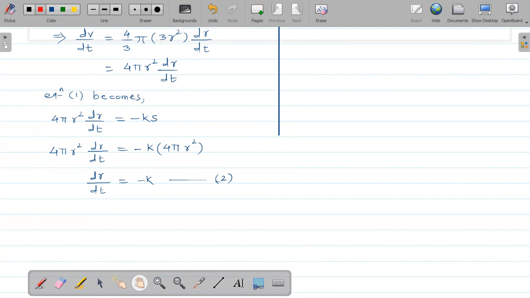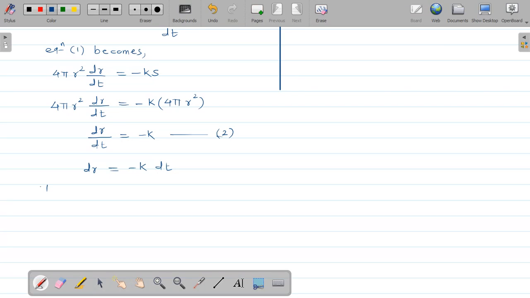So dr by dt is equal to minus k. So use the variable separable method here. So this can be written as dr is equal to minus k into dt. So we will solve this equation by integrating both sides. After this variable separable form, integrating both sides, what will you get? Integration of 1 into dr is equal to minus k into integration of 1 into dt. So here we use equation number 2 for further solving the answer.